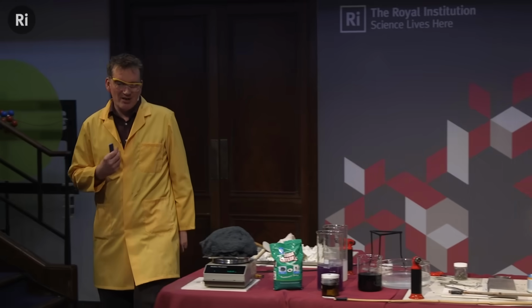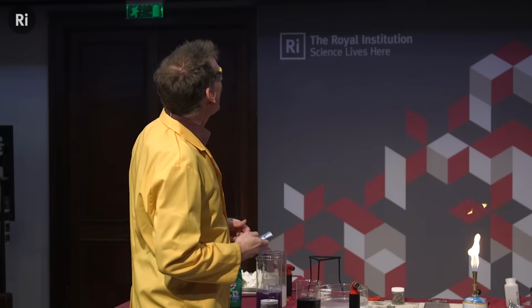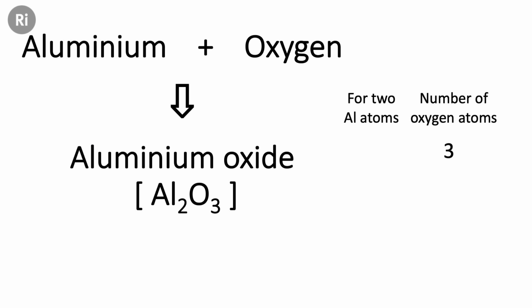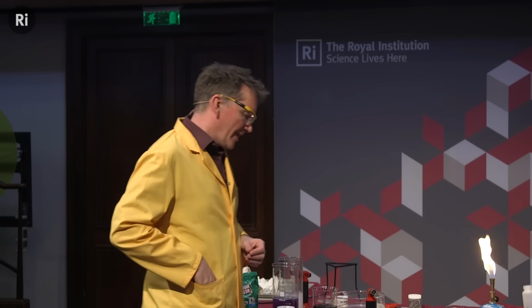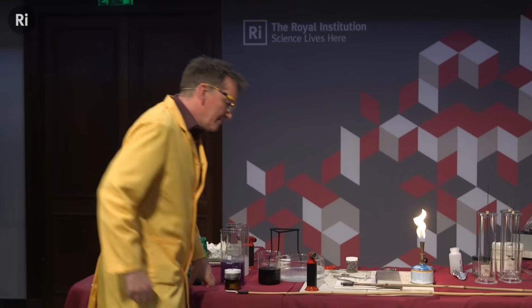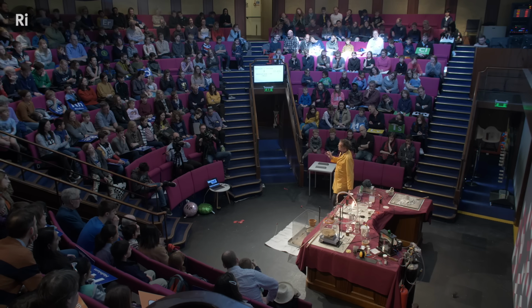The formula for aluminium oxide is 2 atoms of aluminium with 3 of oxygen, and I can make it, but I need really finely divided aluminium. Remember, my big block of magnesium didn't really react. If I have very finely divided aluminium, it should, okay? But I'm going to do this in a slightly different way. What I've got in the flower pot here is aluminium powder mixed with iron oxide.